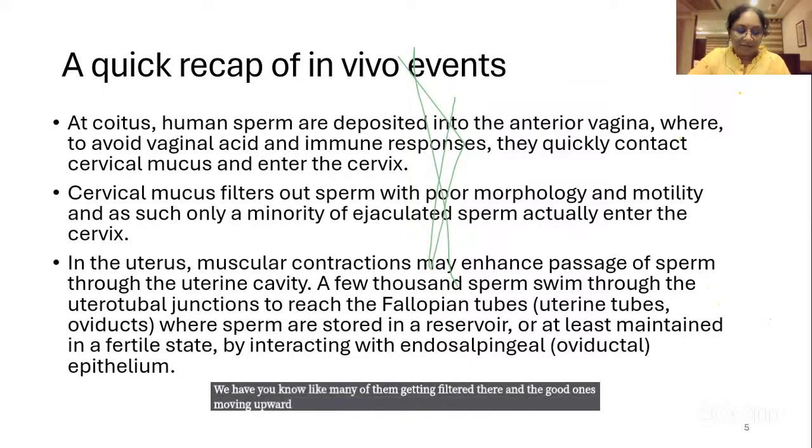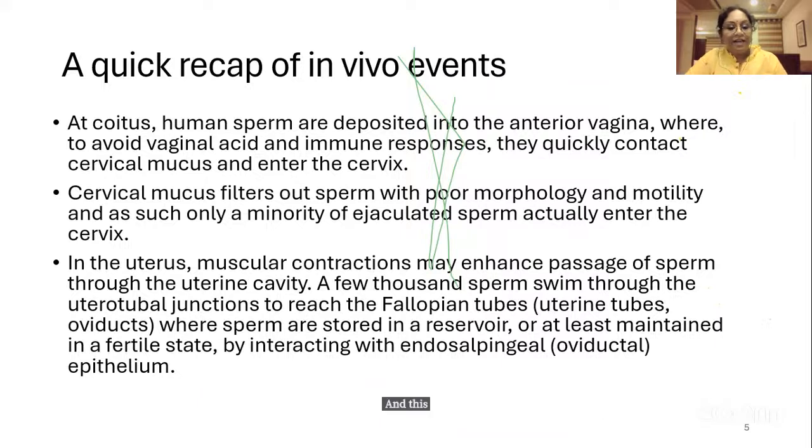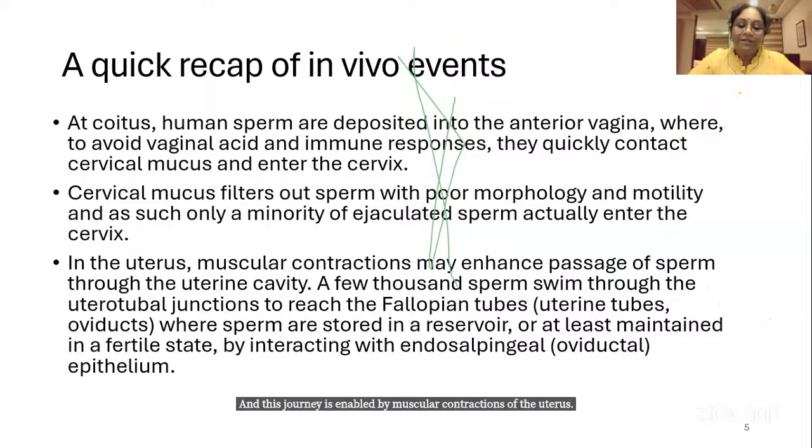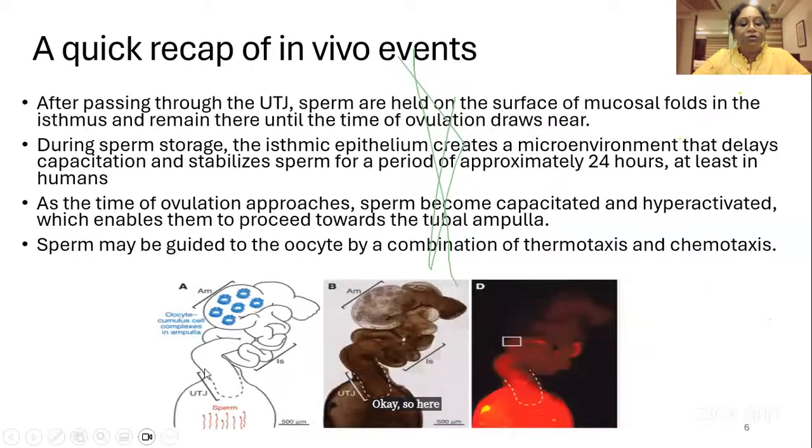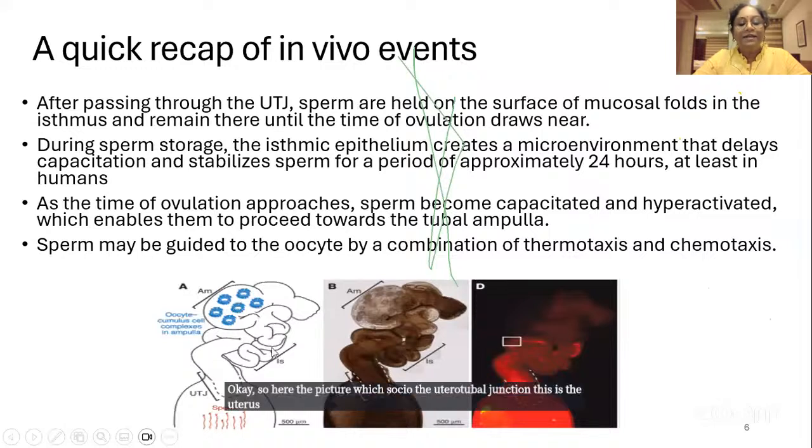Now they start their journey in the uterus, and this journey is enabled by muscular contractions of the uterus. A few thousand sperm actually would reach the uterotubal junctions. Here, the picture shows you the uterotubal junction. This is the uterus, and this is the isthmus part of the fallopian tube. And you have the ampullary part of the fallopian tube here, where the egg is.